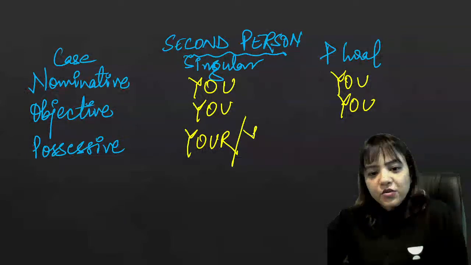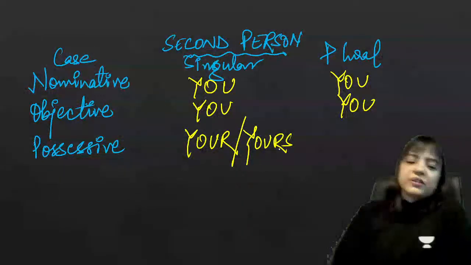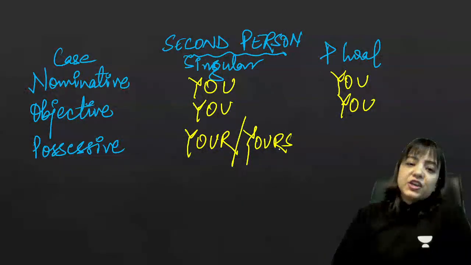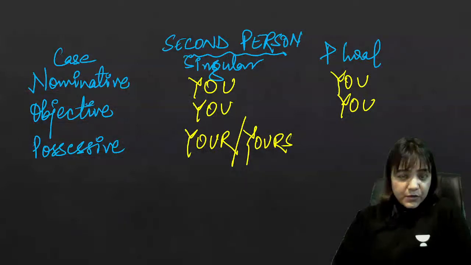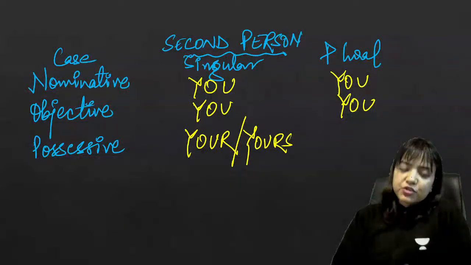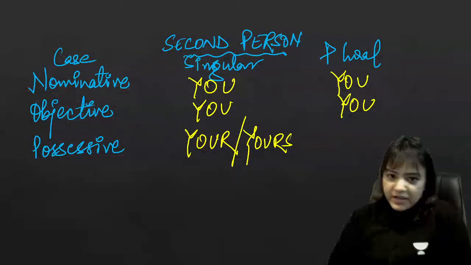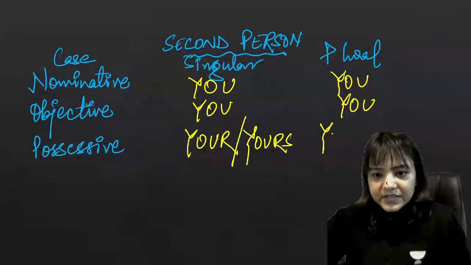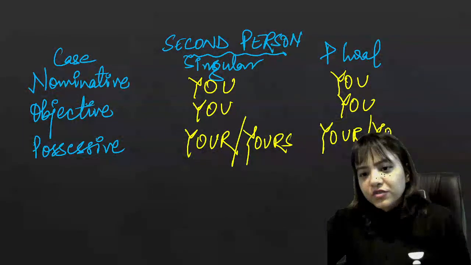Okay, your, yours. This is why in letter writing we write yours without an apostrophe. That is why in yours sincerely, yours faithfully, you do not put an apostrophe mark. Why? Because it is showing possession. It is not showing contraction. Yours has no apostrophe s, because it is the possessive form of the second person, your or yours.